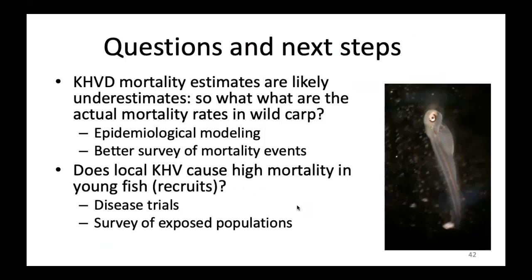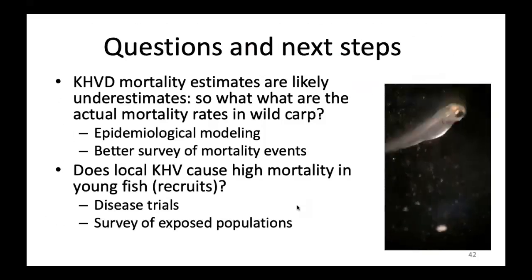I'm also just interested in whether KHV causes high mortality in young fish. So does it cause mortality in recruits? You can do that in the lab with disease trials, similar to those other studies we were just looking at, and also survey exposed populations to see if we can find those recruits and see if they have prevalence for the virus. Here's just a little video of a baby fish that I helped raise in the Epidemics lab.